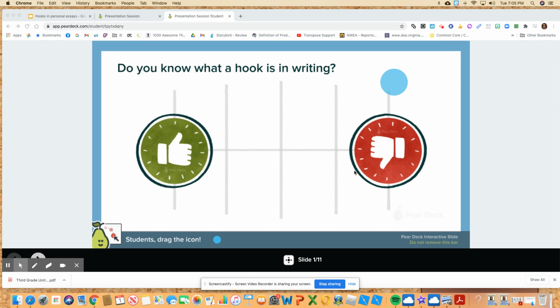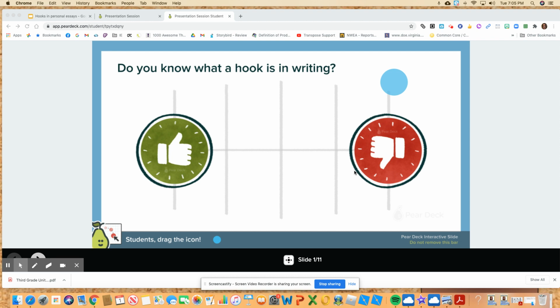My third grade students were having a difficult time understanding what I was talking about when we were learning about hooks in our personal essays. So I decided to make a Peardeck presentation, which would more explicitly give them practice for hooks.